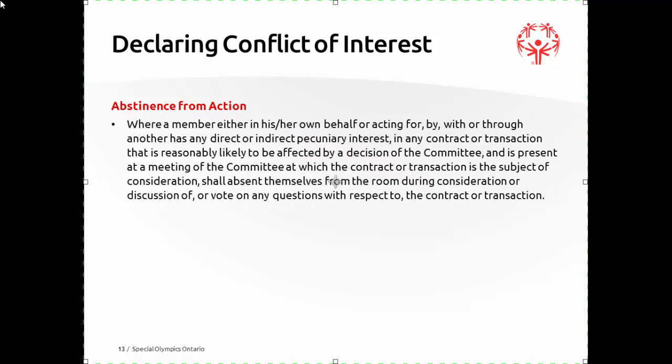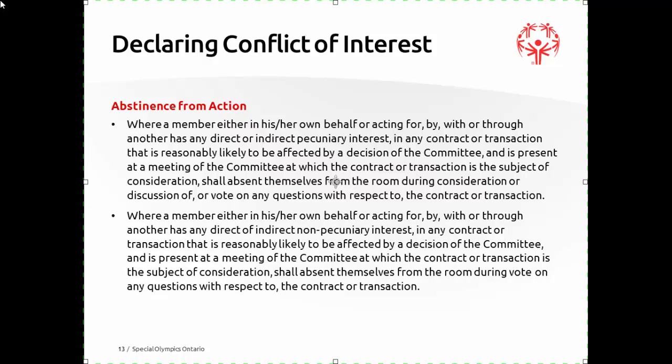Abstinence from action. Where a member, either on his or her own behalf, or acting for, by, with, or through another, has any direct or indirect financial interest in any contract or transaction that is reasonably likely to be affected by a decision of the committee, and is present at a meeting of the committee at which the contract or transaction is the subject of consideration, they shall absent themselves from the room during consideration or discussion of, or vote on any questions with respect to the contract or transaction.